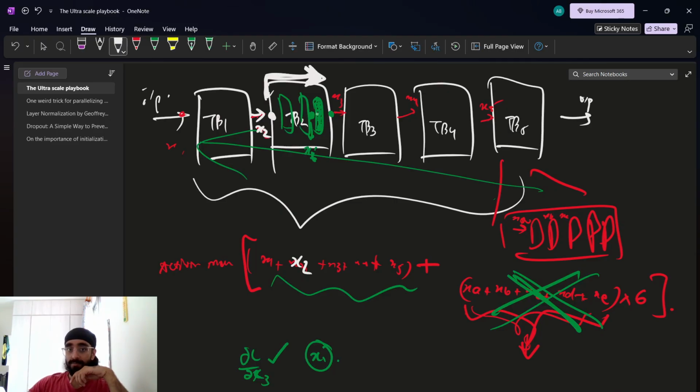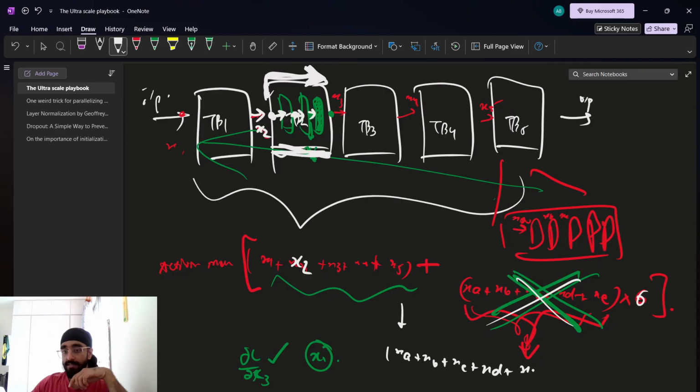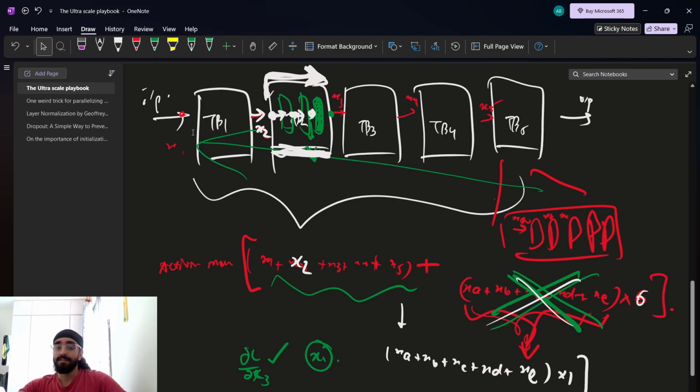So when you do a mini forward pass through this transformer block, you have all of these intermediate tensors, and you store all of these intermediate tensors only for this transformer block. So rather than having into 6, you have xa plus xb plus xc plus xd plus xe into 1, because at a time you'll have just one transformer block for which you store these intermediate tensors. This is the magic of activation recomputation.